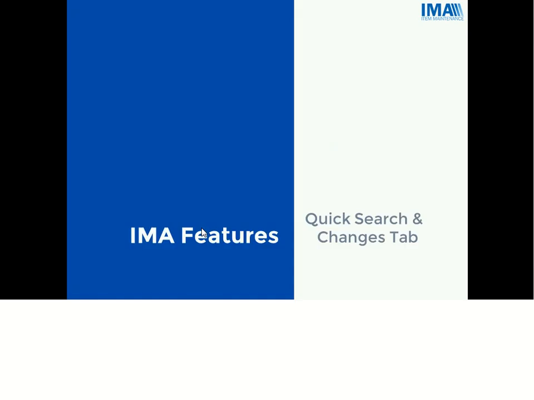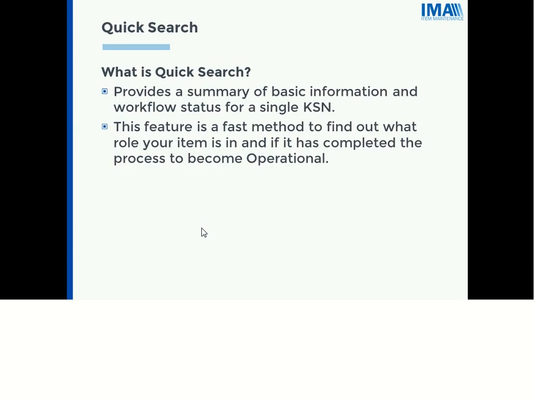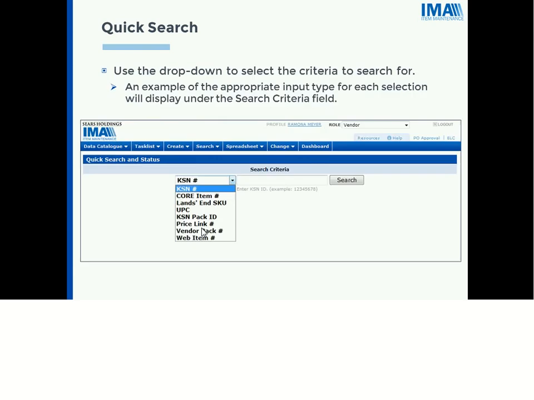So first up is Quick Search and the Changes tab. What is Quick Search? Quick Search provides a summary of basic information and workflow status for a single KSN. It's a really fast method to figure out where your item is in the workflow and if it's operational or if it's still in process.